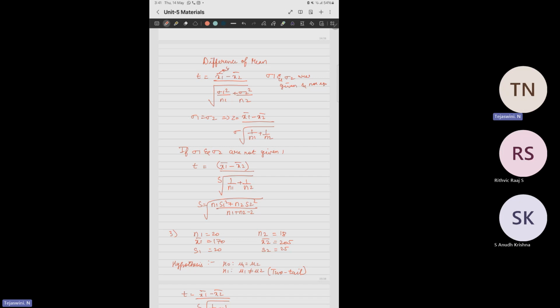This is sample 1 mean. This is sample 2 mean, and then this will be population mean 1. Population standard deviation 1, population 2 standard deviation, and then size of sample 1, sample size 2.